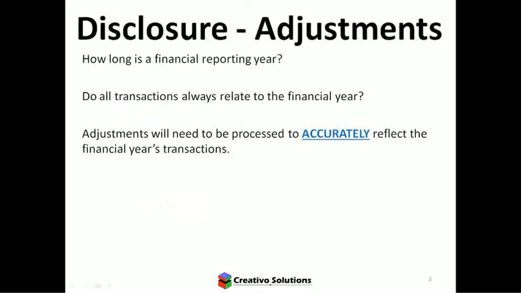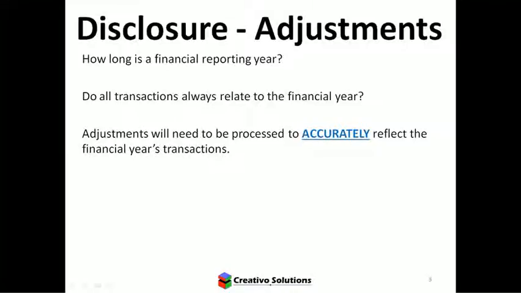We are going to be discussing disclosure, and we're going to be looking specifically at adjustments. We know disclosure refers to the way information is prepared and presented to the users. So we need to decide, how is that information going to be disclosed? We need to disclose the information very carefully because it's going to affect decision making.